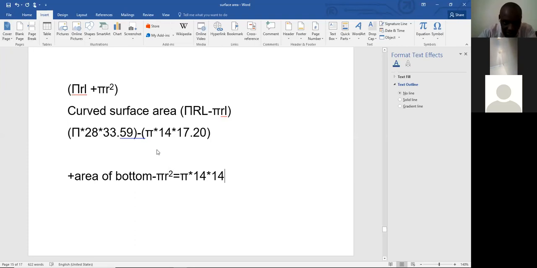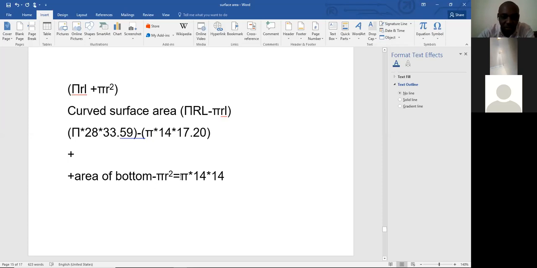So at home, I know you have your calculator, so I'm not going to calculate this. You can see this is the formula: pi times 28 times the slant height, which is 33.59, minus pi times 14 times 17.20. Then when you get this answer here, you add to the bottom, and then you get your answer.